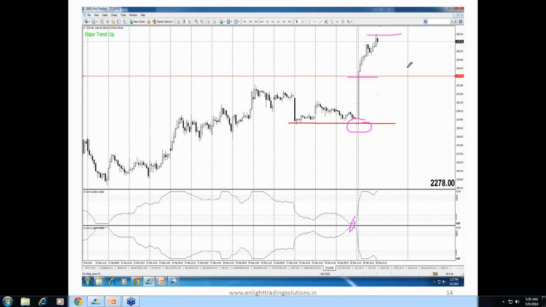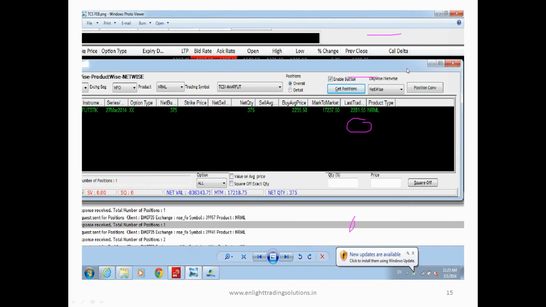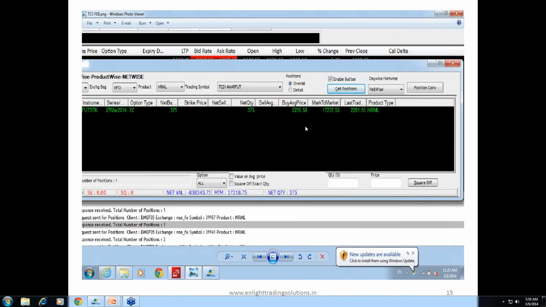It's a good buy entry. You can see 2236 is my entry. This is where I am now. I entered 3 lots. This is my 17,218 rupees profit I am in right now. So this entry is based on that dynamic convergence technique. Buy convergence, I saw a buy convergence, I jumped in.